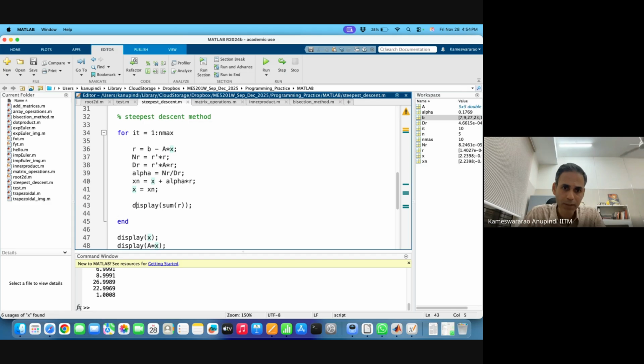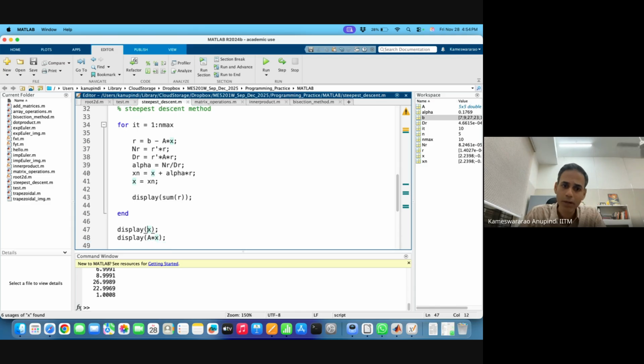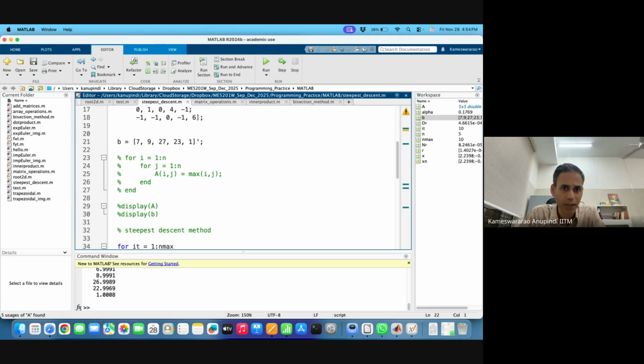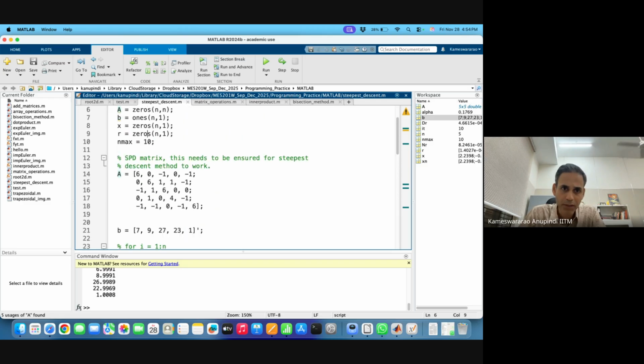And then I display the sum of the R just to see how the residual is decreasing or increasing. And then at the end, I display the solution obtained, and A times X. A times X should match the B I have given, which is 7, 9 and so on. Once it matches, I know that I have done enough iterations. So I have given 10 iterations. Let me try running this problem.